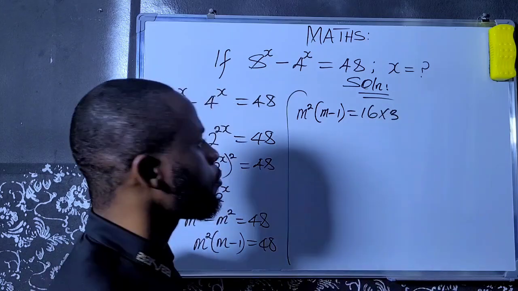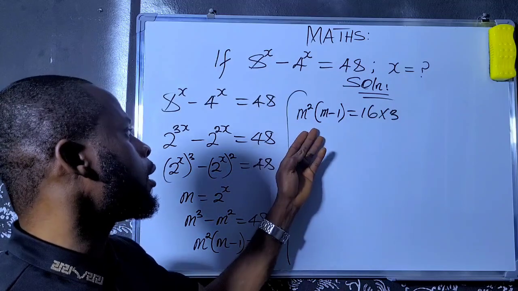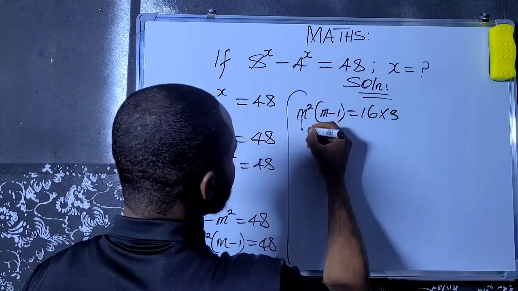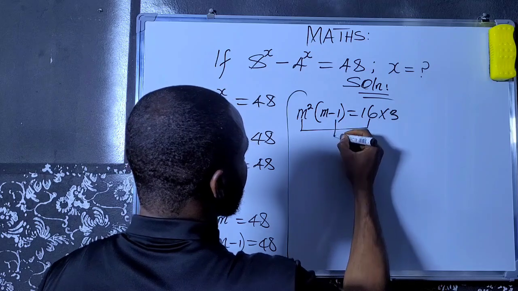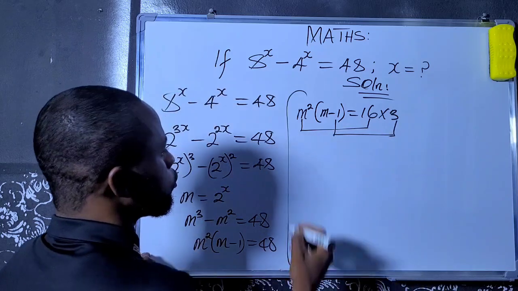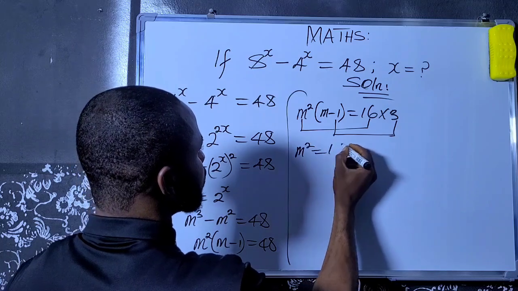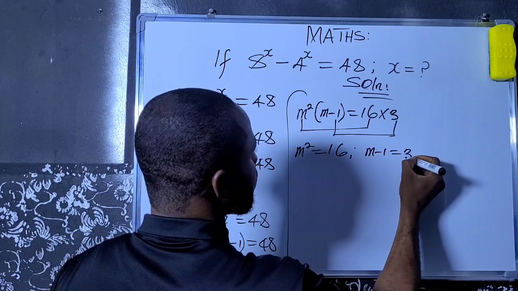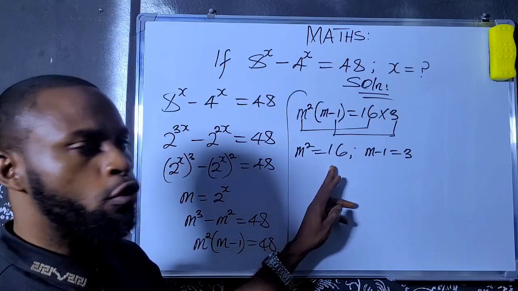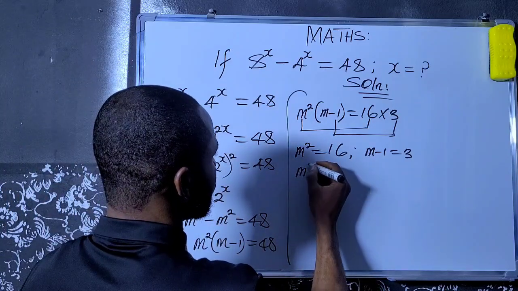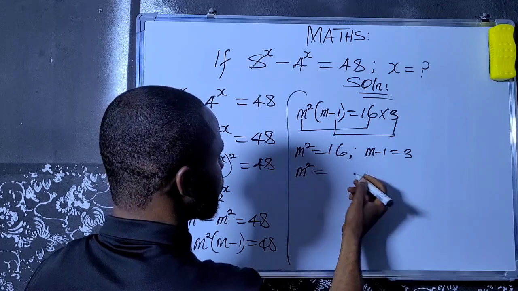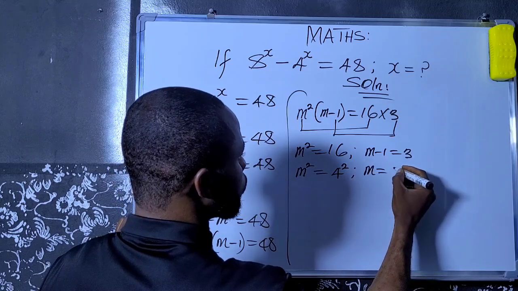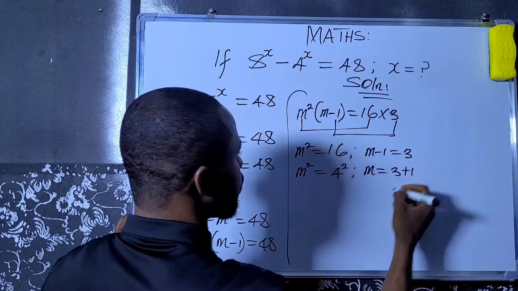Then here, we are going to compare the left-hand side of the equation to the right-hand side of the equation. As such, we have this equals this and this equals this. Then we have m to the power of 2 equals 16 and also m minus 1 equals 3. From the first equation, m squared equals 16 can also be expressed as 4 to the power of 2. And here we have that m equals 3 plus 1; if you move negative 1 over, it becomes plus.